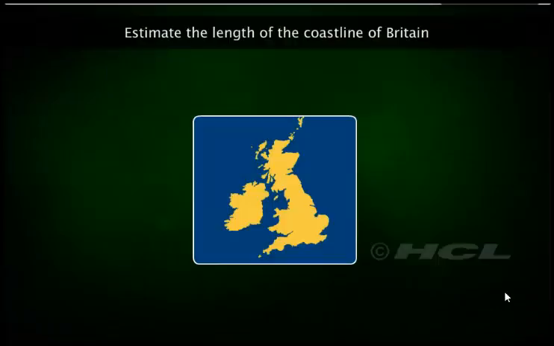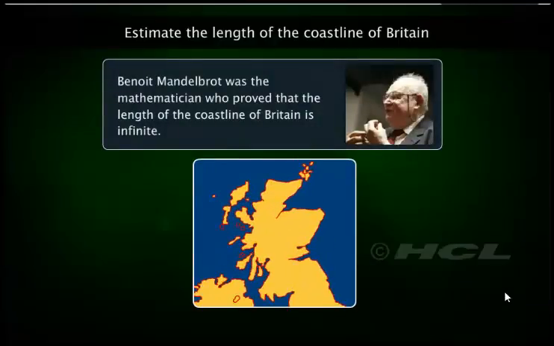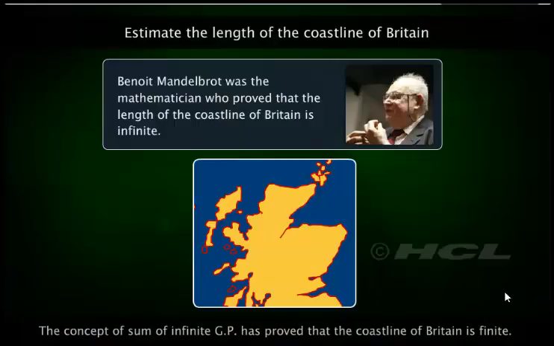It is also used in finding the perimeter of a fractal, as was done to estimate the length of the coastline of Britain. Benoit Mandelbrot was the mathematician who proved that the length of the British coastline is infinite. However, by using the concept of the sum of an infinite GP, later mathematicians proved that the coastline of Britain is finite.